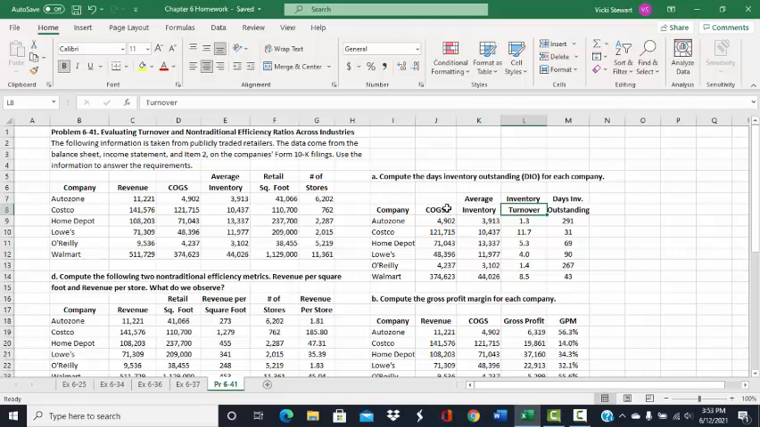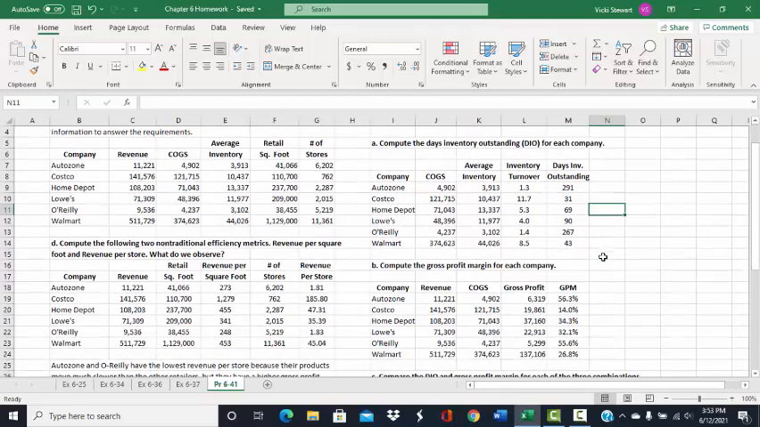So I have copied for all of the companies from the information given the cost of goods sold and their average inventory. To compute inventory turnover, you divide the cost of goods sold by the average inventory, and I've done that for each one of the companies. And then to compute the days inventory outstanding, you take 365 and divide it by the inventory turnover. So I have computed that for each one of the 6 companies.